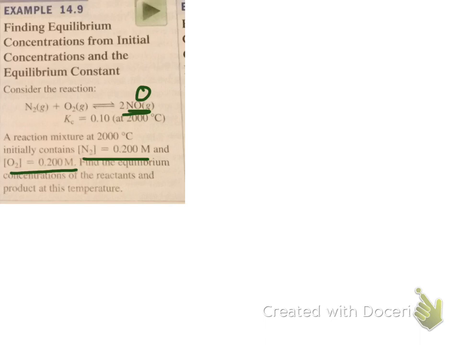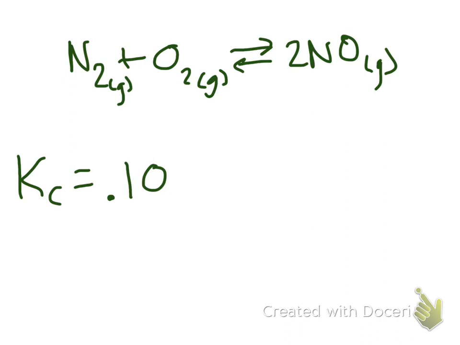The question is, when equilibrium is reached, what is the concentration? What is that equilibrium concentration? What is the concentration of nitrogen, oxygen, and nitrogen monoxide when the reaction is at equilibrium? So we're given this reaction: nitrogen plus oxygen gas becomes nitrogen monoxide.